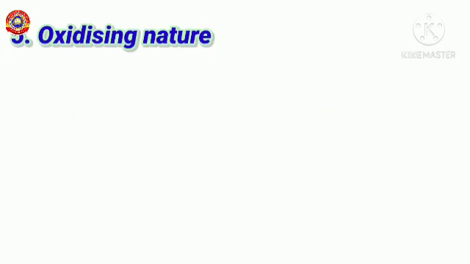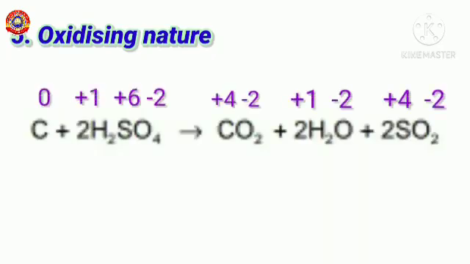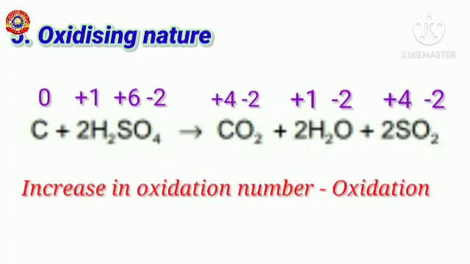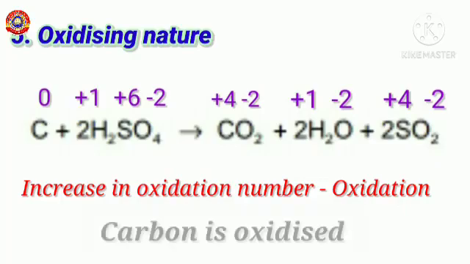In this equation, what is the oxidation state of elemental carbon? Yes, you are right. The oxidation state is 0. And what about the carbon in carbon dioxide? It is +4, right? Whether the carbon is oxidized or reduced in this reaction? Absolutely. If an atom shows an increase in oxidation number, then it is said to be oxidized. Therefore, carbon is said to be oxidized in this reaction.